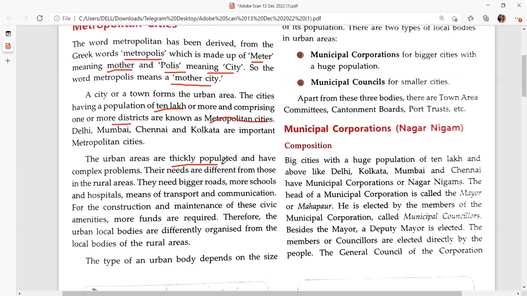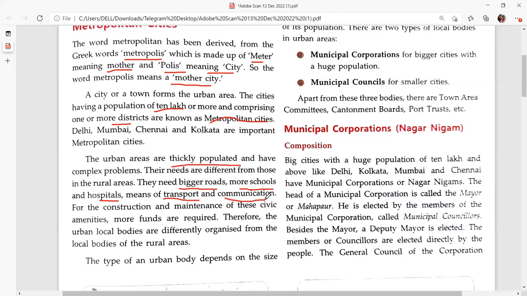So these urban areas are thickly populated. Why are they thickly populated? Because people from villages come here for employment. Some students also come for studies. And also different industrialists set up their industries. Because of this, these areas get thickly populated and their needs are also different from the rural areas, because in rural areas the population is less, but in urban areas, as the population is more, they need more civil amenities, more facilities than the rural area people. What are the facilities? Bigger roads, schools, hospitals, transport and communication.